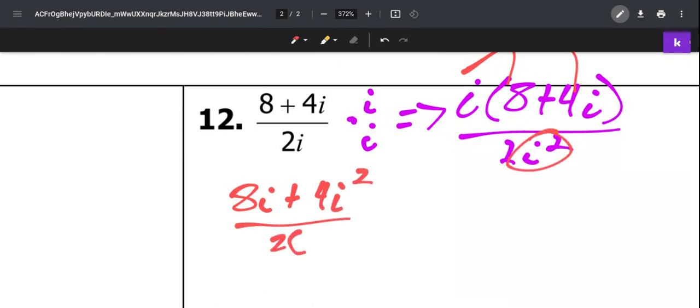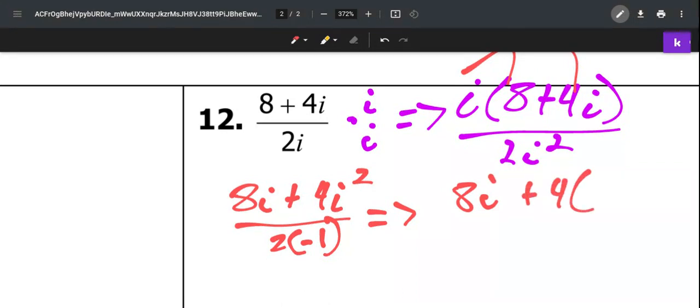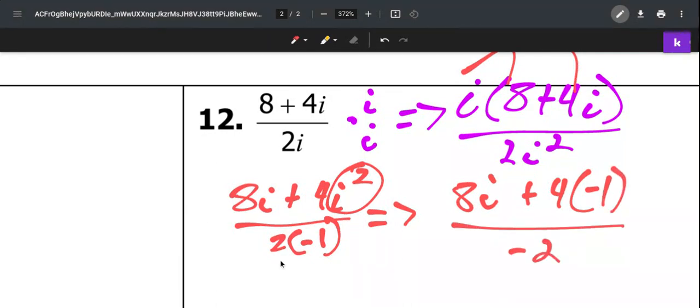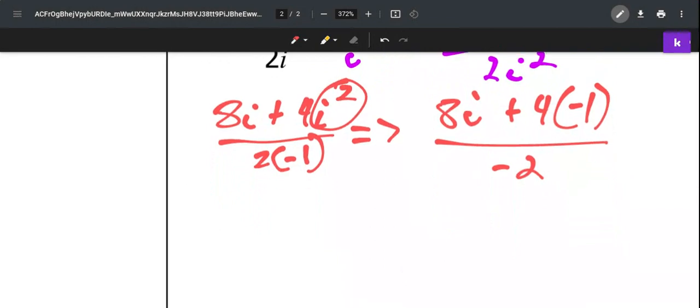Now, this becomes -1. All right, so then 8I plus 4. Now, this also becomes negative 1 over negative 2. All right, so then we actually have negative 4 plus 8I over negative 2.